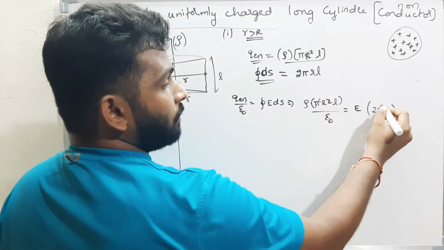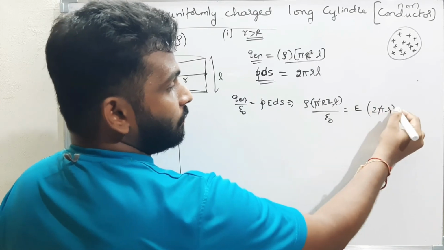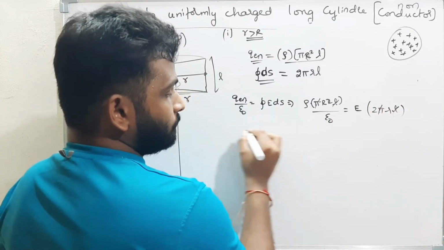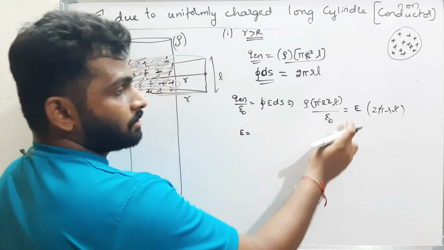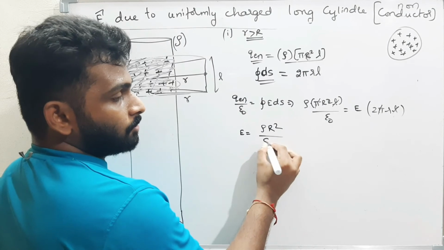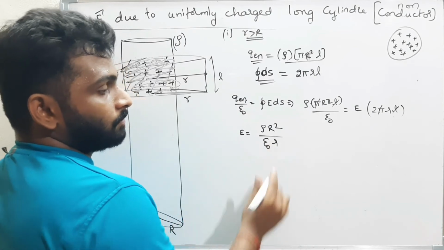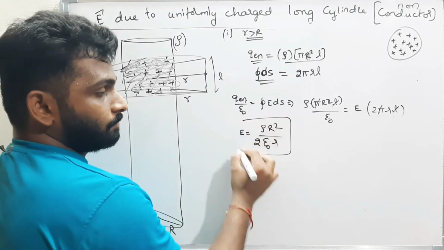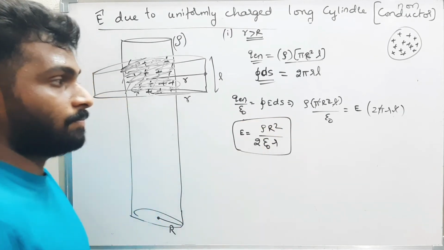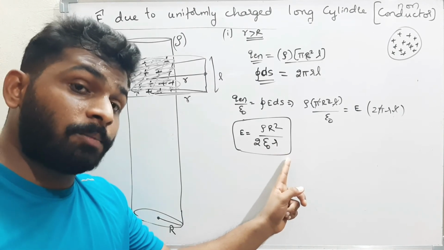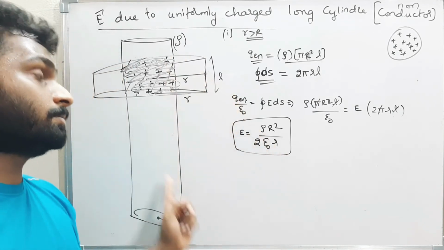Now pi cancels off, L cancels off. What is remaining? That's all. What is the electric field? The electric field we got as rho capital R square by 2 epsilon naught into small r. That is the electric field at a point when the point is outside the cylinder.